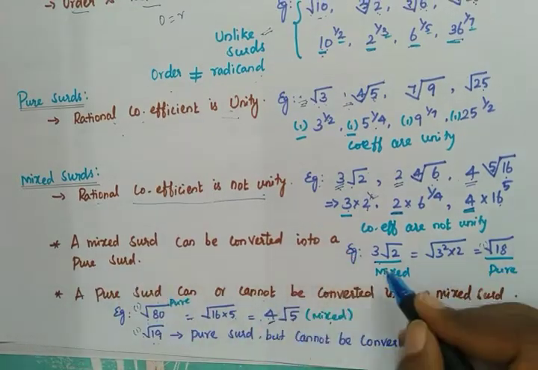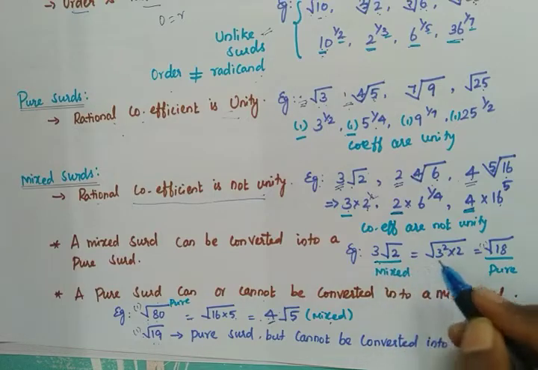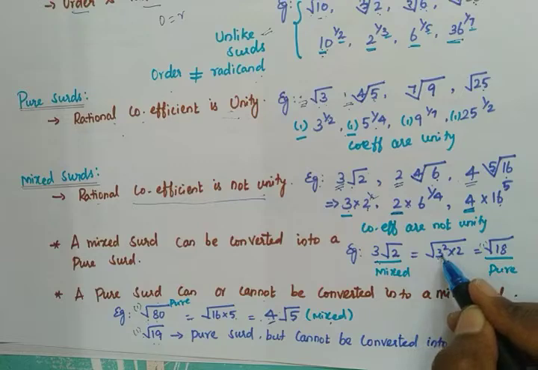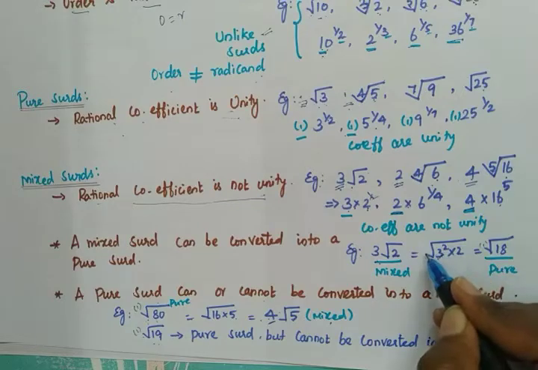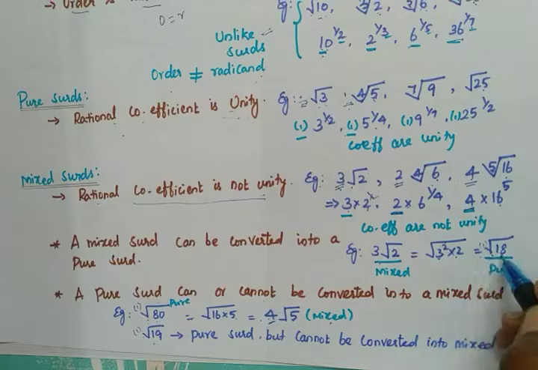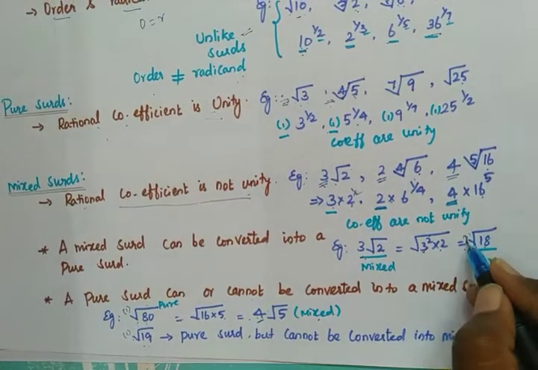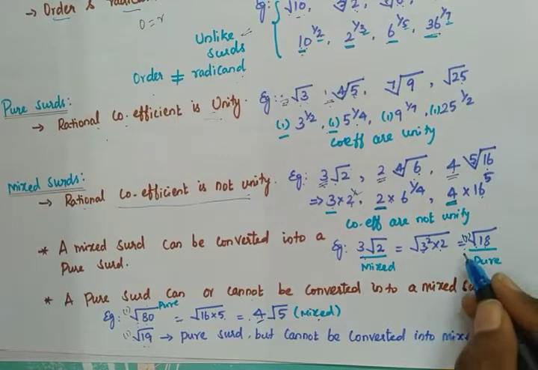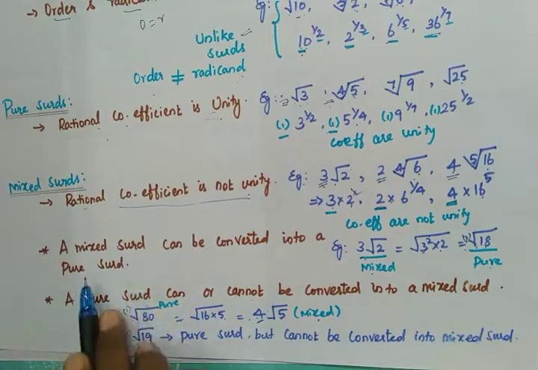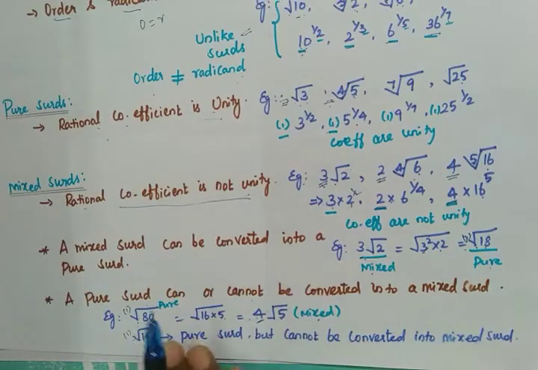For example, here we have 3 root 2. So we can write this as 3, now take this 3 inside because 3 into 3 will be 9. If you take this out, then it will become 3 root 2, so 3 square into 2. So we can write this as root of 18. Here the coefficient is 1. So we have converted this mixed into pure. So a mixed surd can be converted into a pure surd.